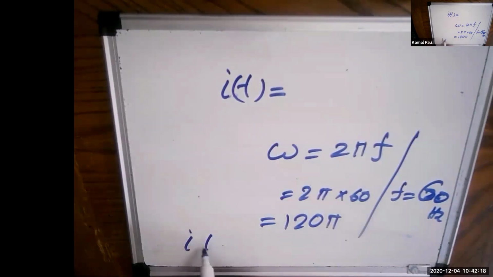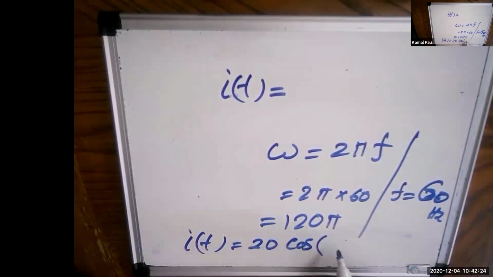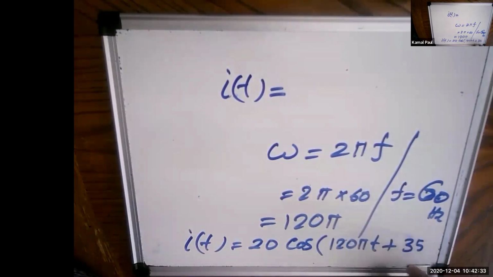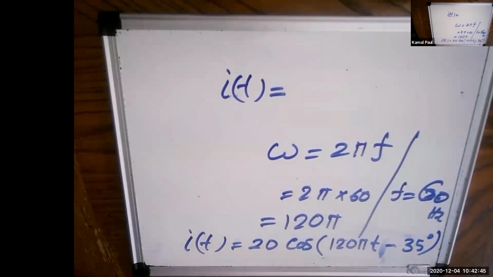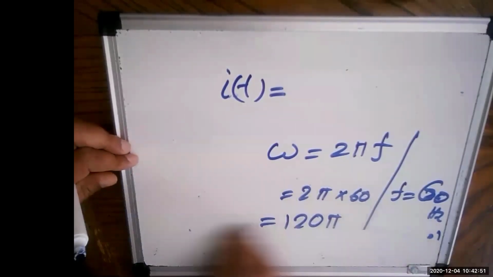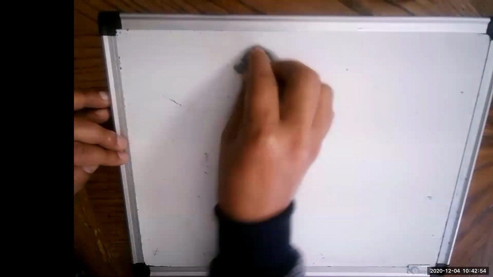Whenever I express the current, say for example, 20 cosine of 120 pi t, if I have written anything different, that's a mistake. So it was minus 35 degree or something. It will be 120 pi t, not only 120, because of this pi. Is it clear now? Yes. Okay. Any question to understand the phasor or any relevant question? I'll try to answer it.